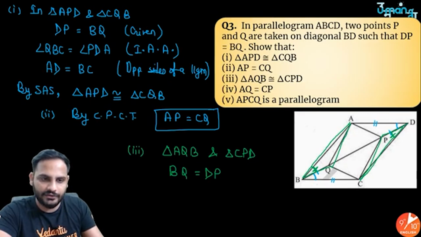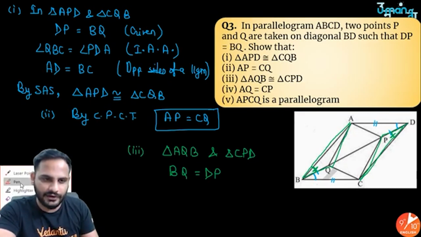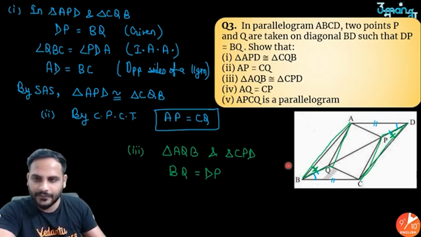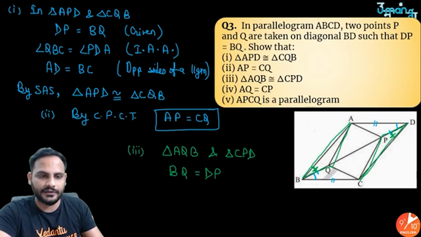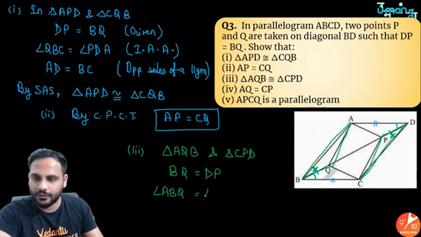Clearly you can see, let me show you on the diagram. Focus here clearly on the diagram. I know AB is a side and CD is a side of the parallelogram, they both are parallel. So BD is acting as a transversal. So angle ABQ is equal to angle CDP. These two angles are equal to each other. So I can say angle ABQ is equal to angle CDP.